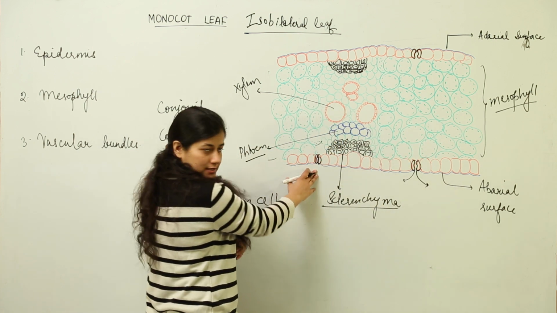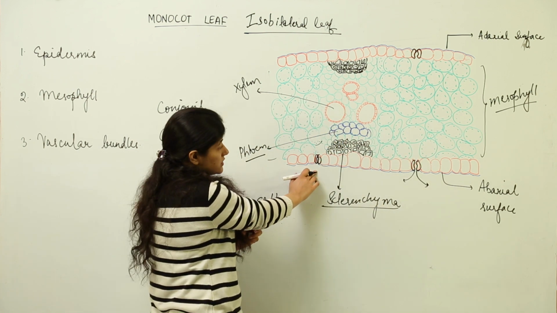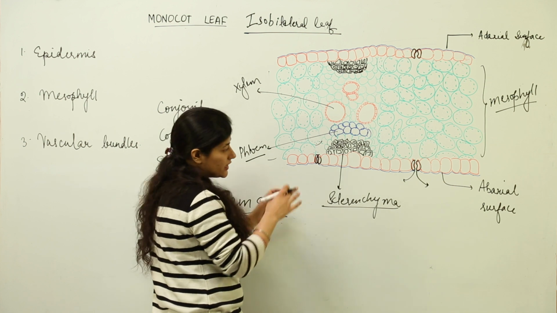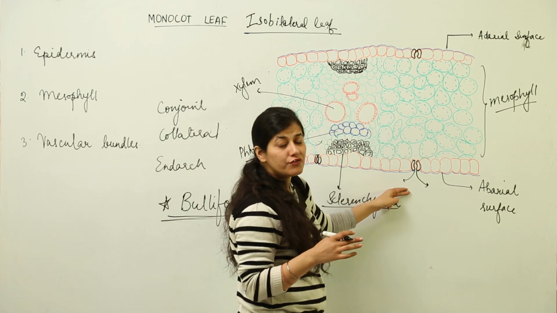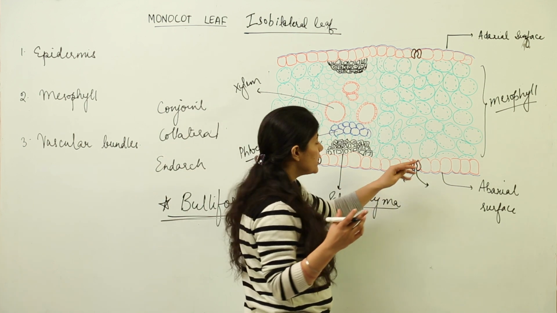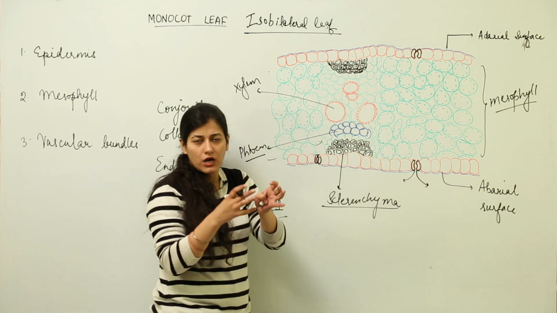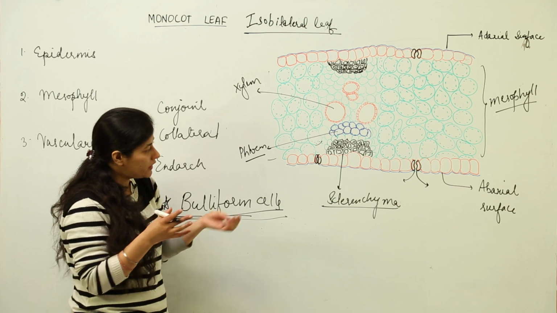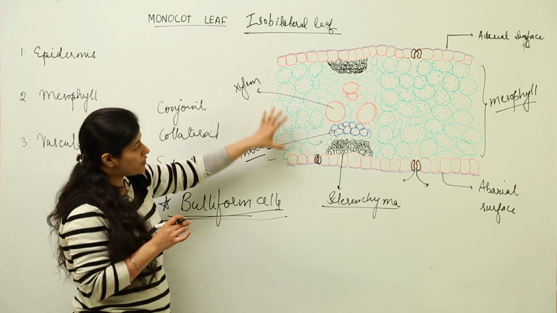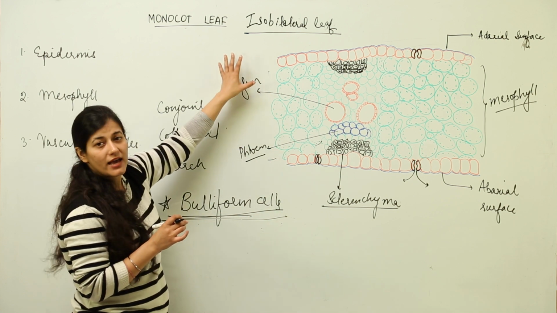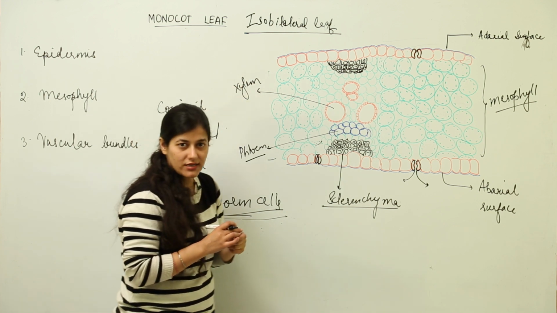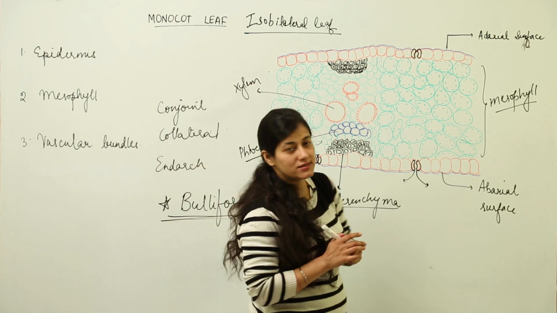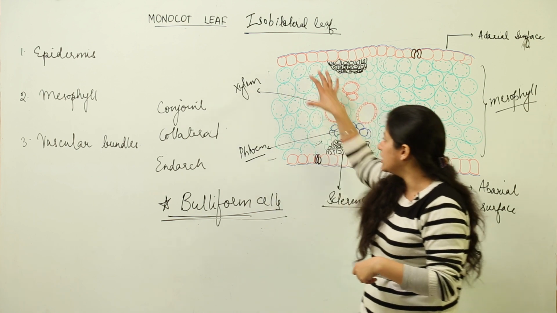The stomatal cells, otherwise known as guard cells, are the only cells in the epidermis which have chloroplast in them. Now this chloroplast serves the purpose of performing photosynthesis, which is responsible for their opening and closing. So this is all that you have to know about an isobilateral leaf, that is a monocot leaf. Any grass that we take will have this inner composition.